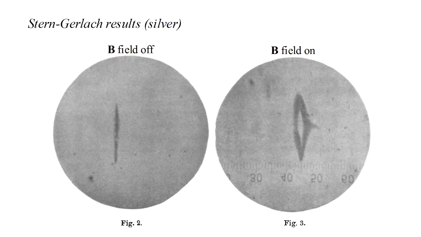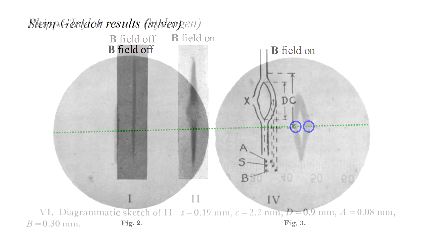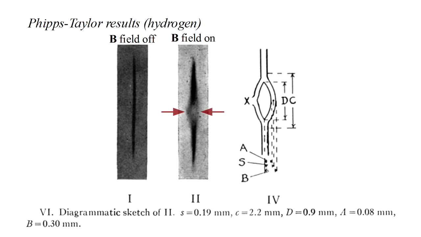Here are Stern-Gerlach's results for silver atoms. Their beam was more of a ribbon. Along its center, where the magnetic field had the greatest non-uniformity, we clearly see the splitting into two. Phipps and Taylor found similar results for hydrogen, although the experiment was more difficult and the effect was less pronounced.